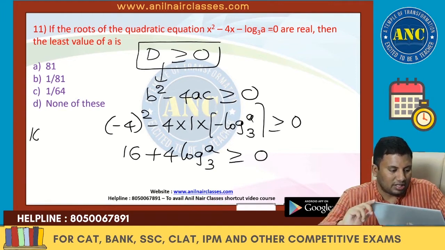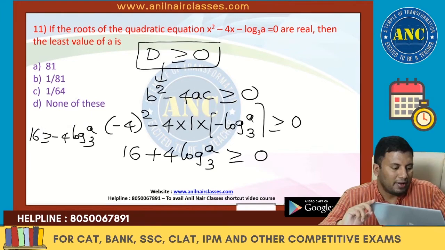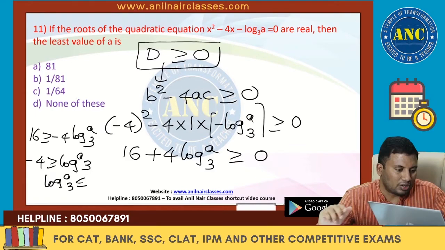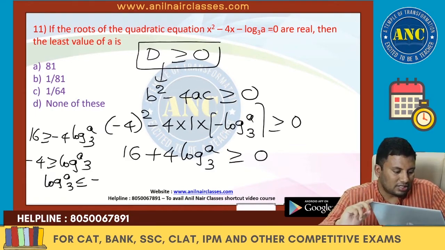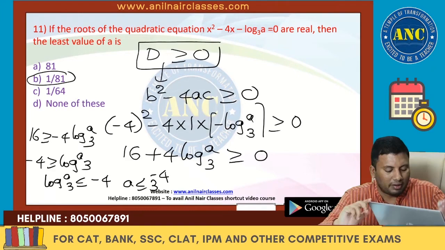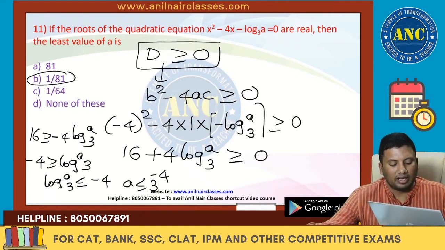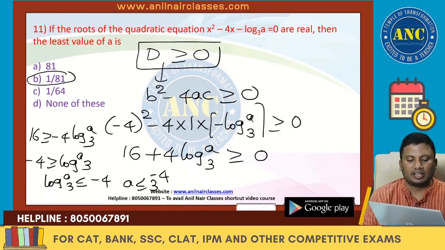This is nothing but 16 is greater than or equivalent to minus 4 into log a base 3, so minus 4 is greater than or equivalent to log a base 3. Log a base 3 is less than or equivalent to minus 4. A is less than or equivalent to 3 power minus 4, that is 1 by 81. I hope it is clear.